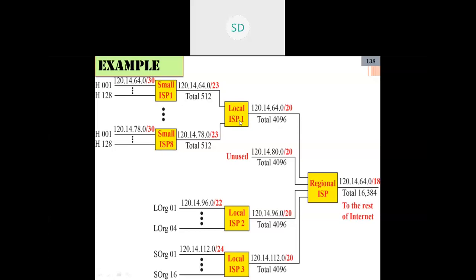A local ISP can again be divided into small ISPs, and again the mask will be increased. The small ISPs can then be given to large organizations, small organizations, or even to a particular user itself, say with 120.14.64.0/30, and so on. This is how hierarchically the entire system can be divided.